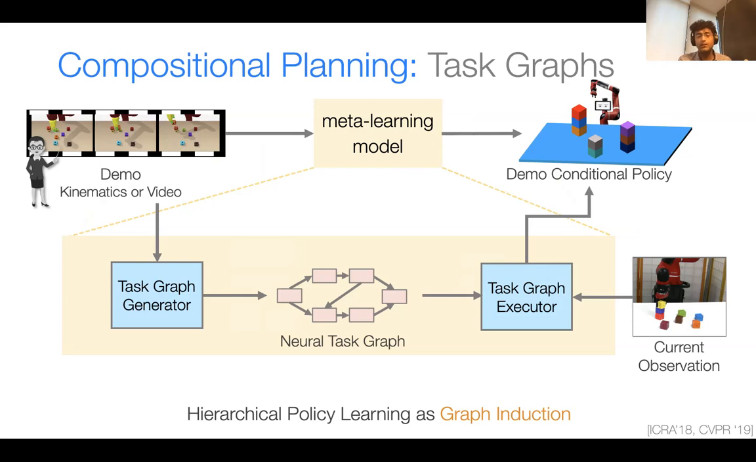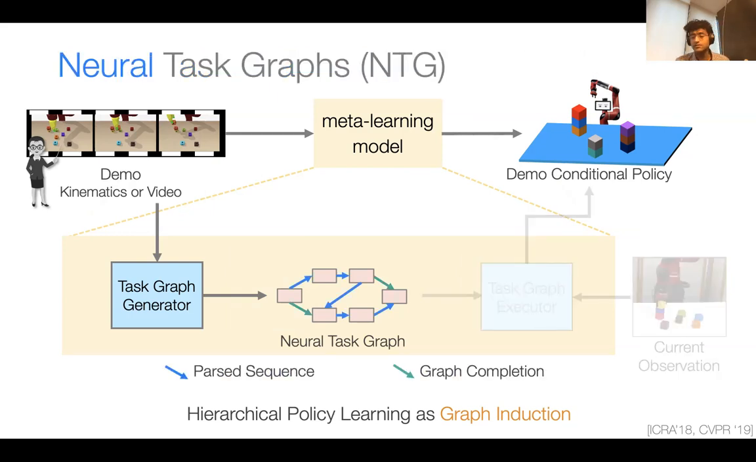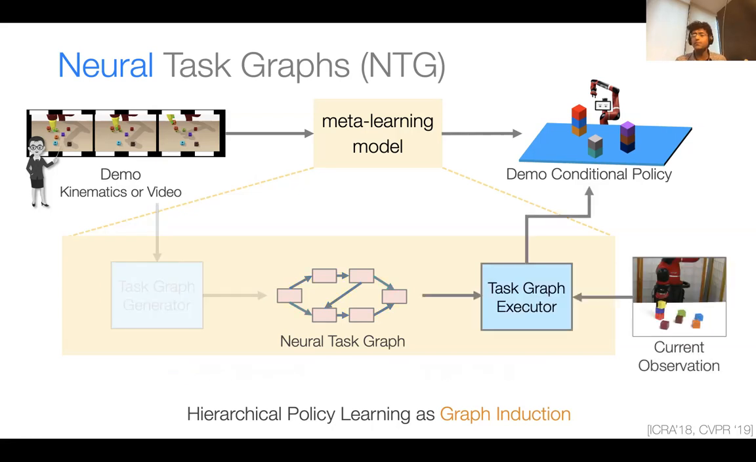This particular part consists of two stages. The first stage is you parse the demonstration into a task graph. The task graph completes a sequence of observed actions and imputes other potential actions that may be useful to achieve the goal. And then there's a task graph executor, which is really the policy. Given this task graph, what policy should be executed in a closed loop setup?